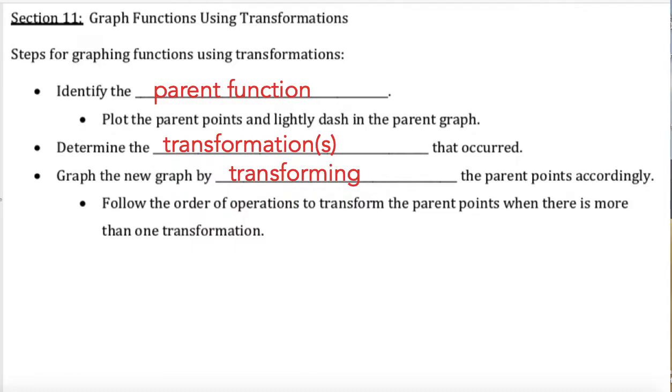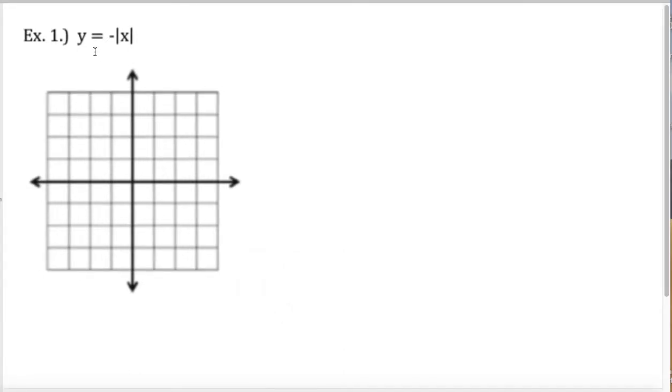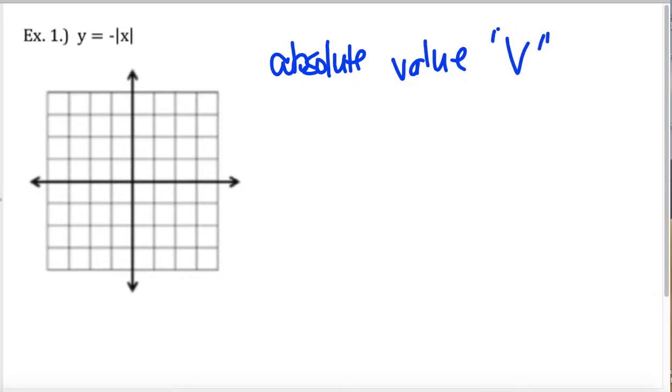So let's look at a few examples. We first want to look at the equation and determine what parent graph this is. And I notice that I have absolute value bars here. And so we know that this is the absolute value family. We know that when we see absolute value, we're going to go for that V shape. Okay, and so let's go ahead and lightly dash in that parent.